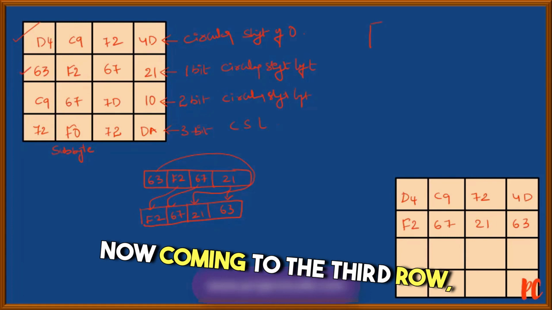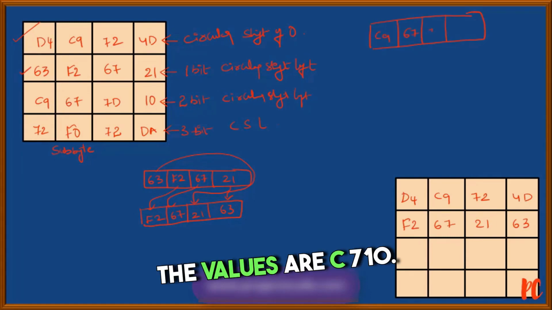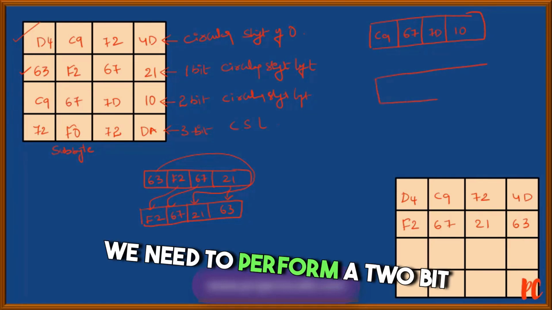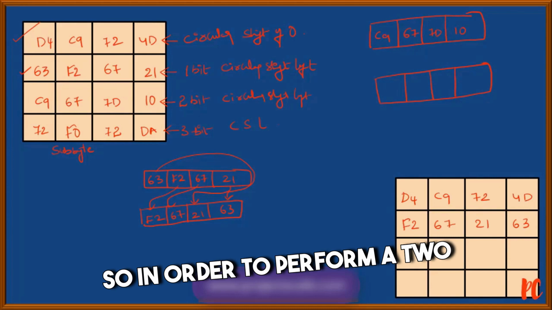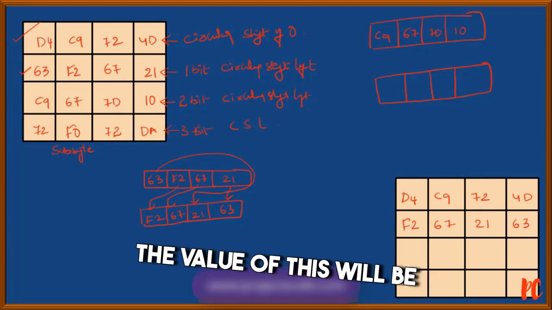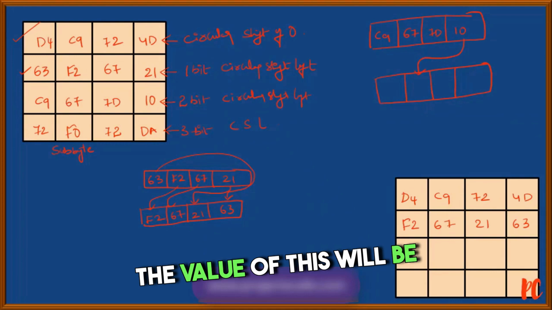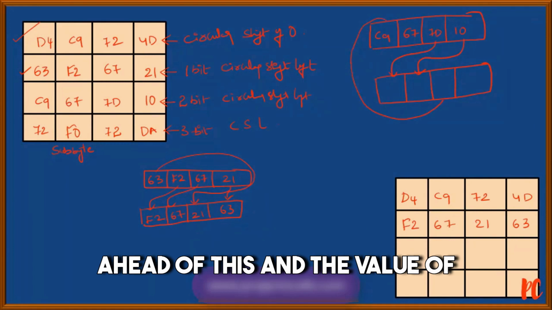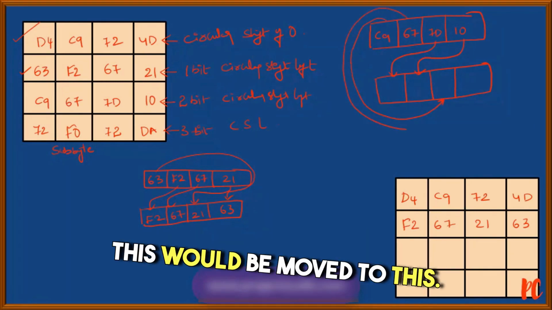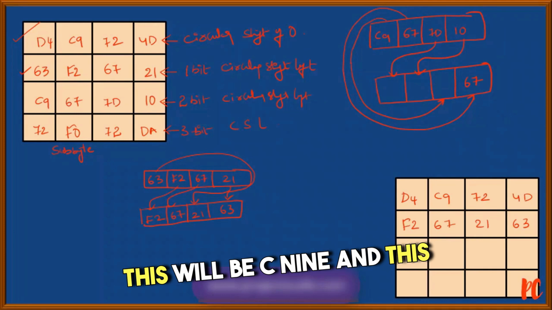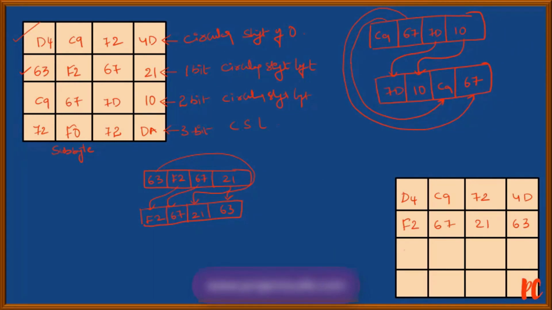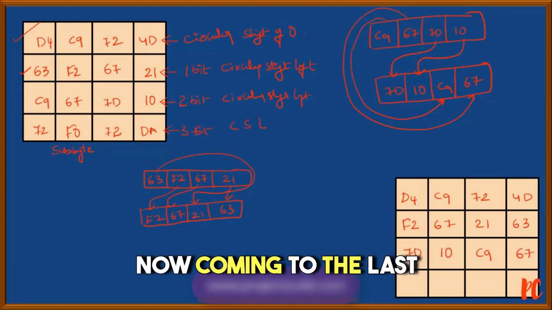Now coming to the 3rd row, the values are C9, 67, 7D, 10. So with respect to the 3rd row, we need to perform a 2-bit shift left circular, right? So in order to perform a 2-bit circular shift left, the value of this will be moved ahead of this, the value of this will be moved ahead of this, the value of this would be ahead of this, and the value of this would be moved to this. So this will be 67, this will be C9, and this will be 10 followed by 7D. So the same value I am writing here, 7D, 10, C9, 67. Now this is completed.